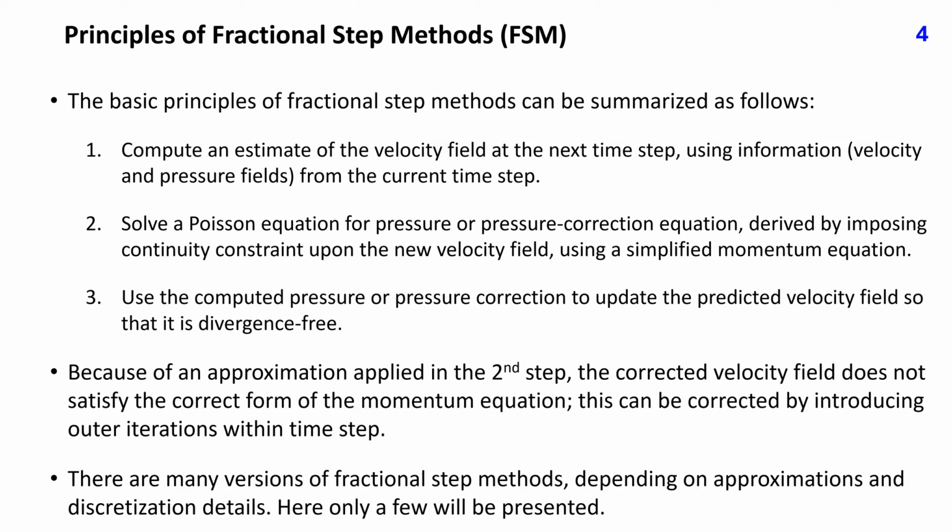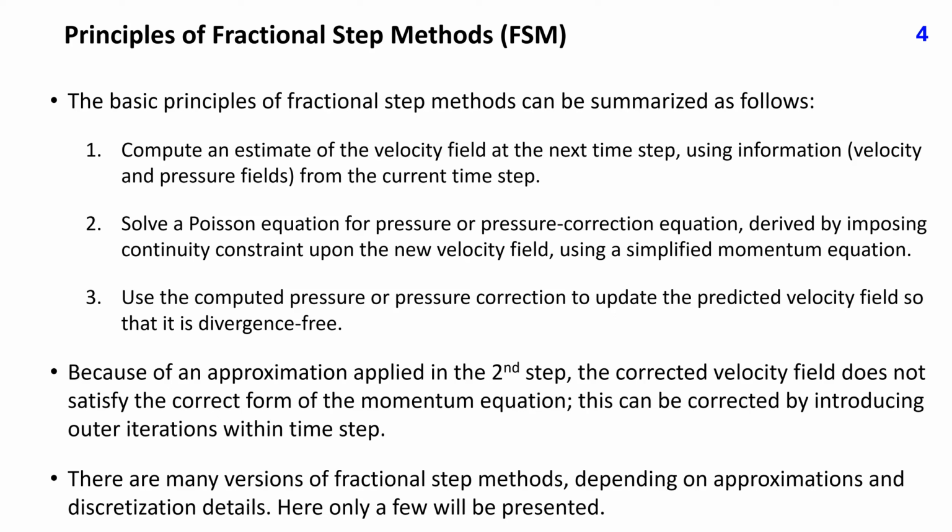Then solve a Poisson equation for pressure or pressure correction equation derived by imposing continuity constraint upon the new velocity field using a simplified momentum equation to derive a relation between velocity corrections and pressure correction. Then use the computed pressure or pressure correction to update the predicted velocity field so that it is divergence free. Because of an approximation applied in the second step, the corrected velocity field does not satisfy the correct form of the momentum equation. This can be corrected by introducing outer iterations within time step.